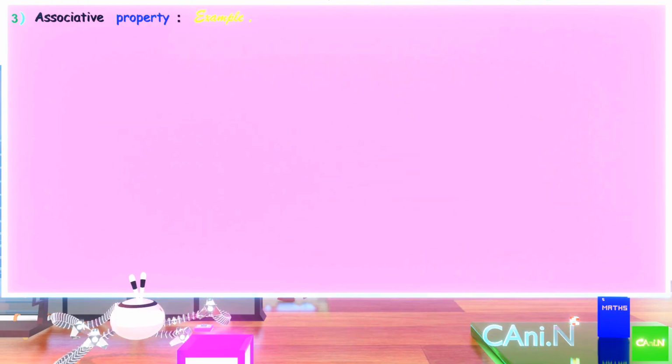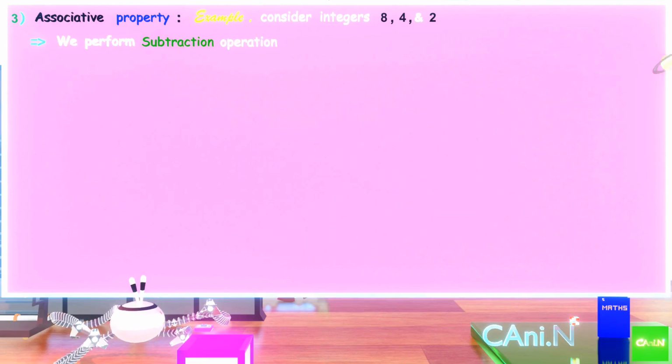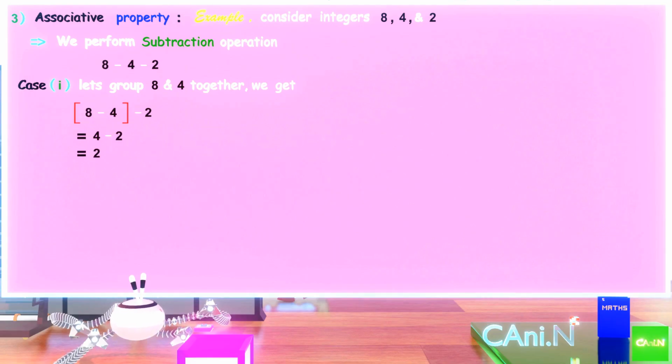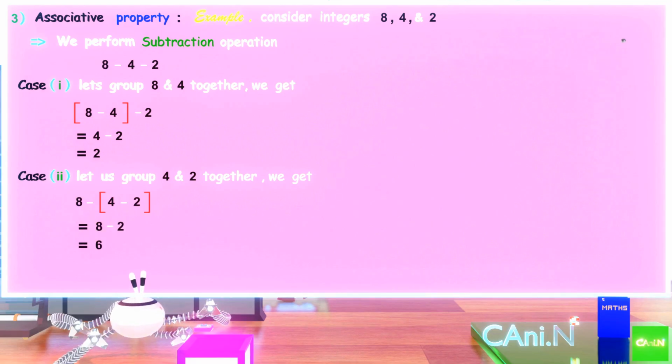Associative property. Example. Consider integers 8, 4 and 2. We perform the subtraction operation 8 minus 4 minus 2. Case 1. Let us group 8 and 4 together, we get 2. Case 2. Let us group 4 and 2 together, we get 6.